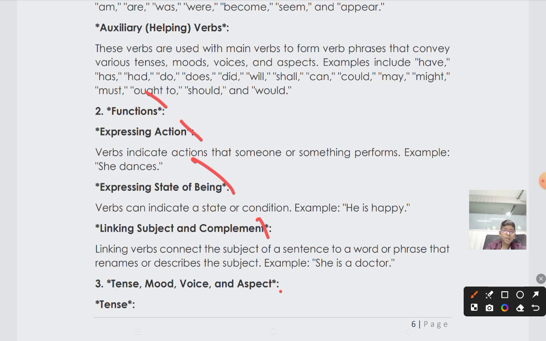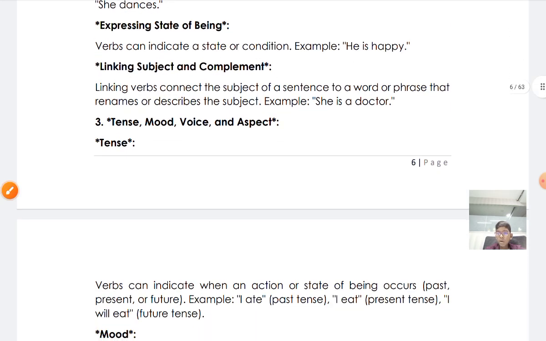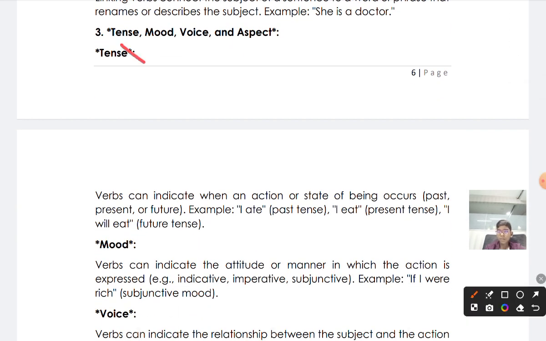Next we're going to look at tense, mood, voice and aspect. So what is tense? Verbs can indicate when an action or state of being occurs: past, present or future. Example, I ate, that's past tense. I eat, that is present tense. I will eat, meaning I'm going to eat, that is future tense. Next we're going to look at the mood. Verbs can indicate the attitude or manner in which the action is expressed.